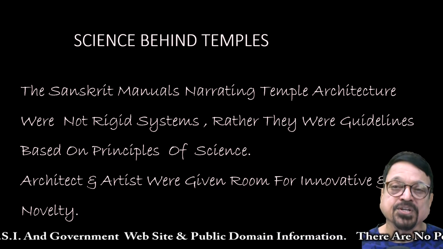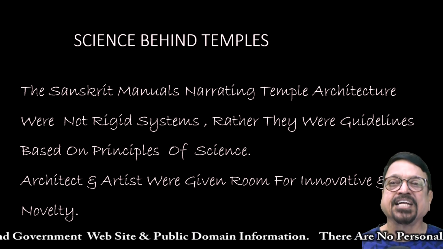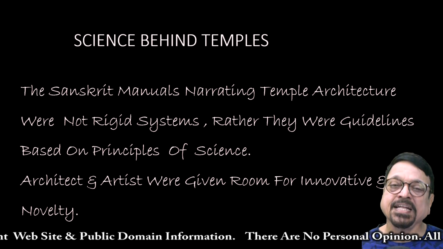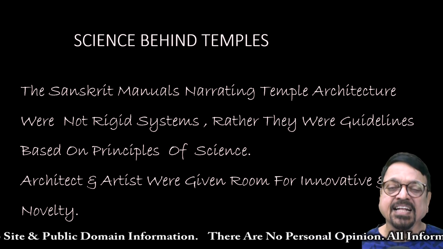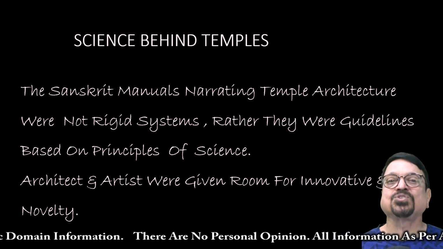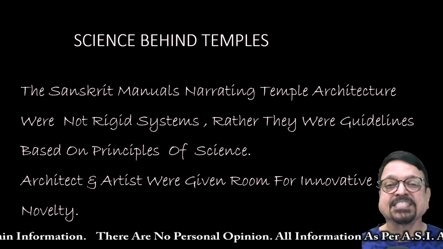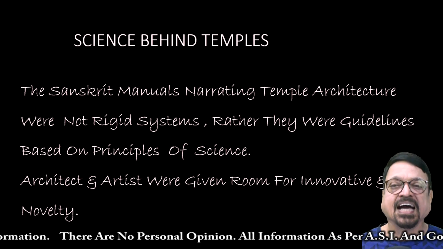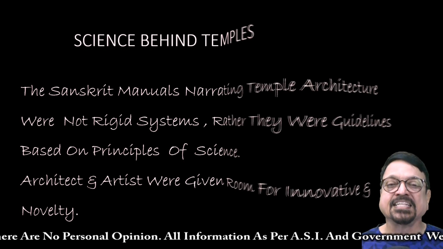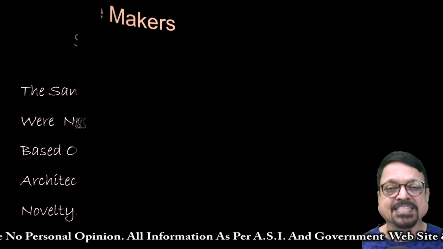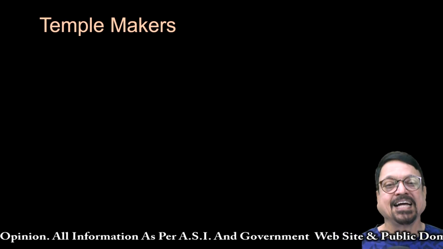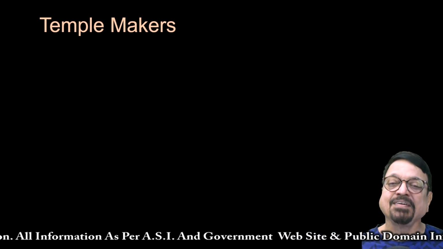The Sanskrit manuals narrating temple architecture were not rigid. That is the reason why we get so many architectural patterns. Rather, the Sanskrit texts have given guidelines based on science. There is a fixed science on which the guidelines are given. The architect and artist were given room for their innovations and novelty. That's why no two temples are the same. Each and every temple has some uniqueness, some speciality, and this is because they were given liberty.